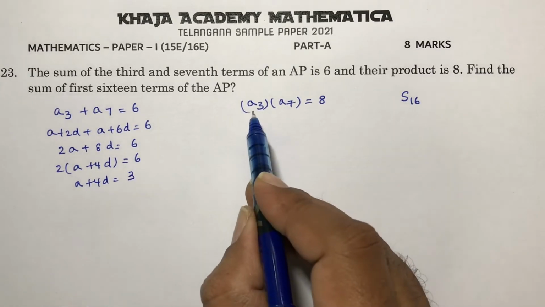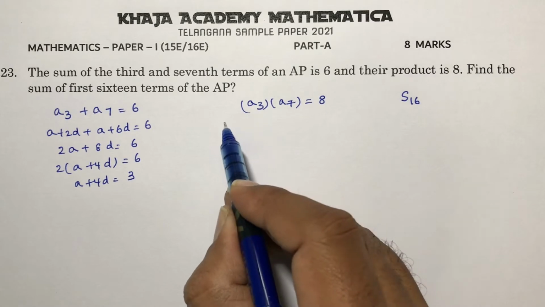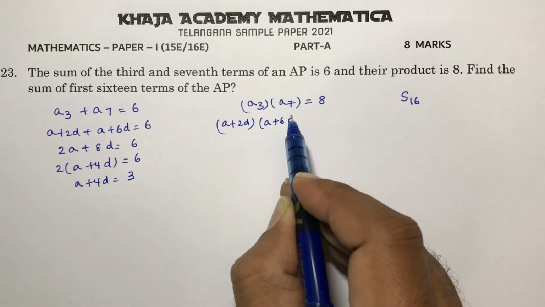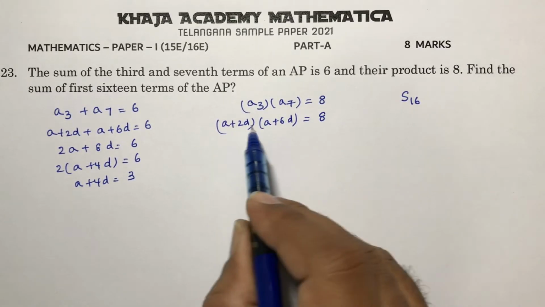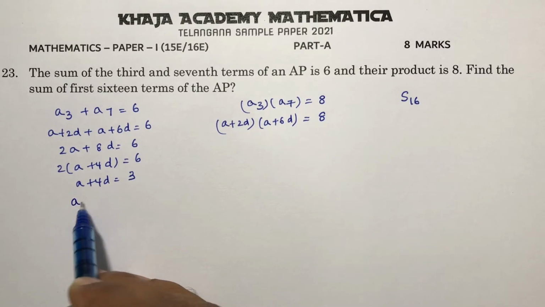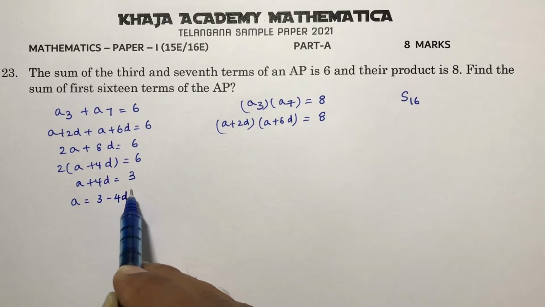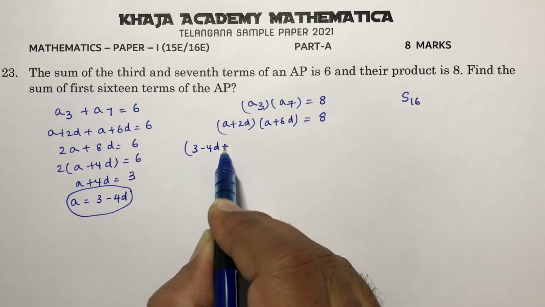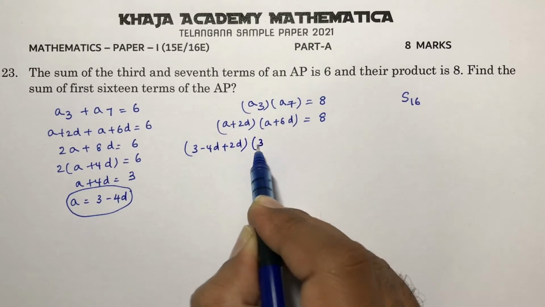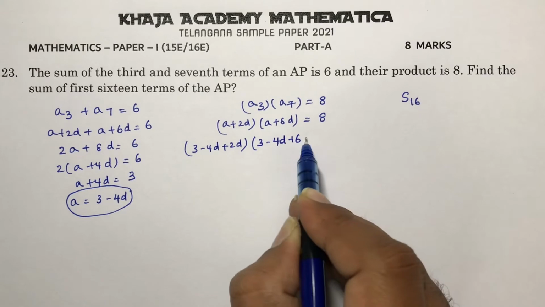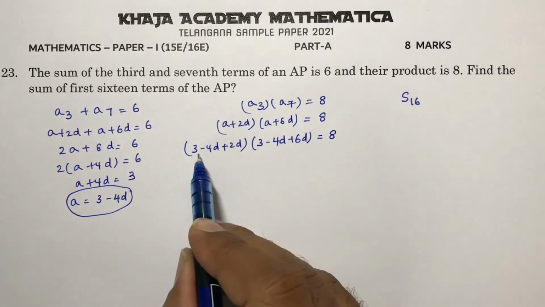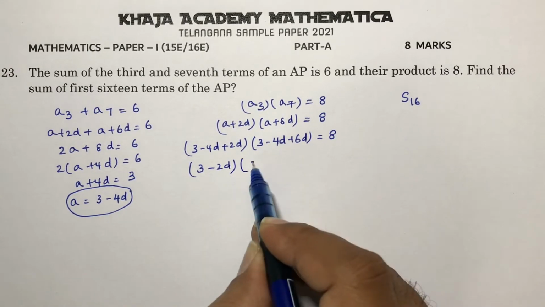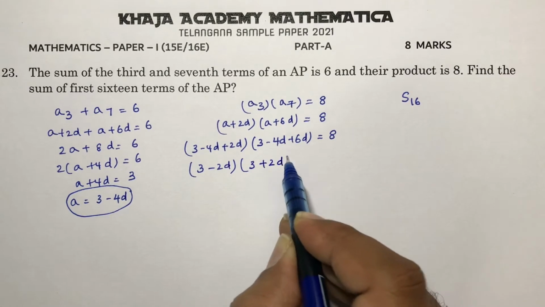So here A3 is A plus 2D, and A7 is A plus 6D, with product 8. Before multiplying, what is the value of A from here? A is 3 minus 4D. Substitute this: 3 minus 4D plus 2D, and 3 minus 4D plus 6D. 3 minus 4D plus 2D is 3 minus 2D. 3 minus 4D plus 6D is 3 plus 2D.